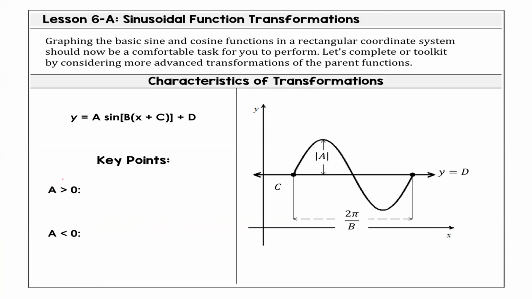Back to my snake. So our A is positive. When A is positive, again, it's going to be our x-intercept, then our max, then our x-intercept, then our min, then our x-intercept. When our A is negative, it's going to cause it to reflect over the x-axis, right? So it becomes x, then min, then x, then max, then x. So we're going to draw out our reflected graph.